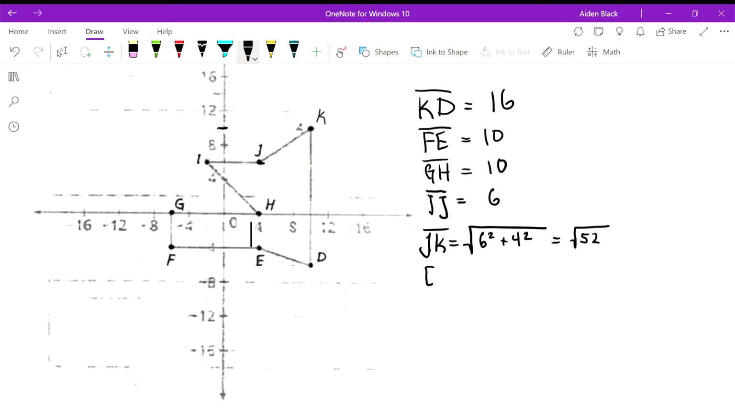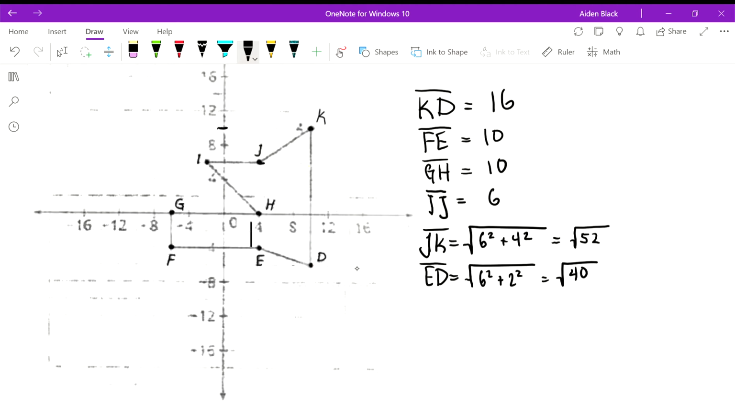How about ED? ED is equal to, so what is this? 1, 2, 3, 1. And remember, these are by 2, so 2, 4, 6. So we have 6, and this is just 1 unit, so it's 2, right? So let's use those numbers. We have 6 squared plus 2 squared, which is the square root of 36 plus 4 equals 40, right? So let's do 40.